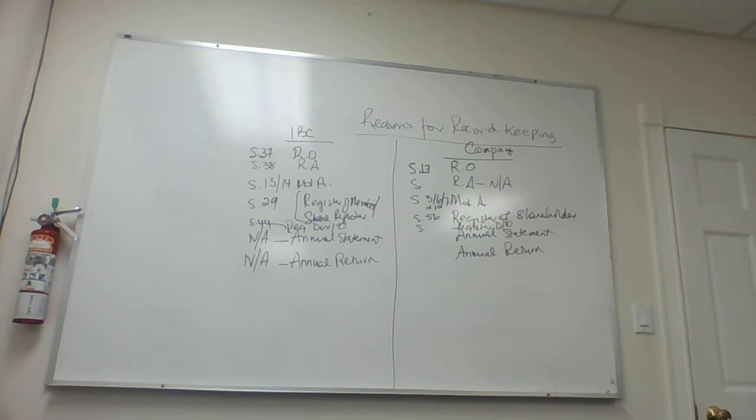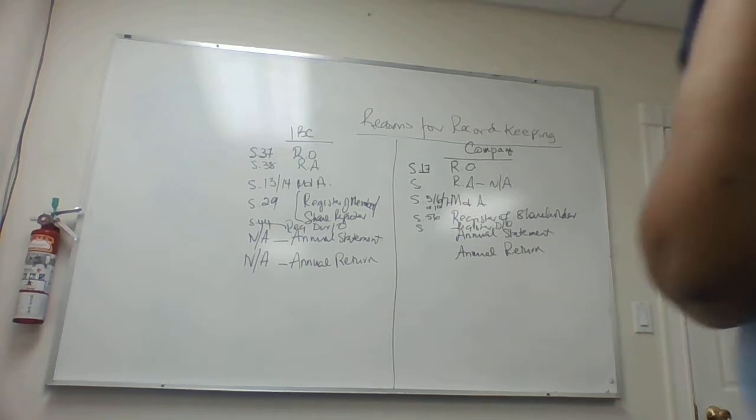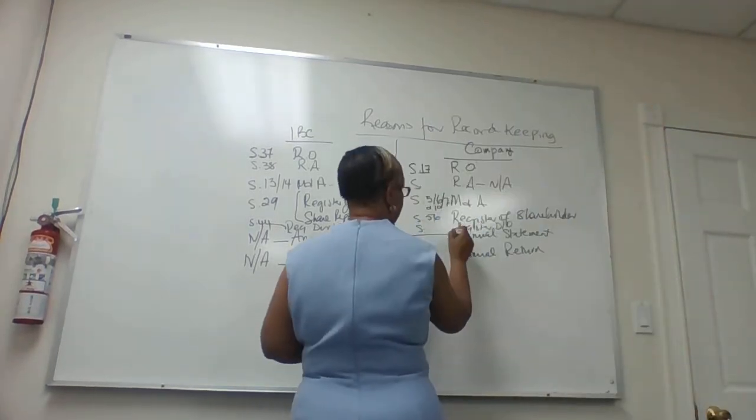58. That's what it is? 58? No, that's the return. That's when there's an arrow. So 58 is the annual return. I can look up the directors and let you know on Saturday. 58. Yeah. So what's the purpose of the annual statement? I'll look this one up.